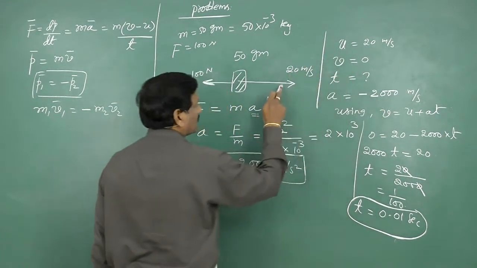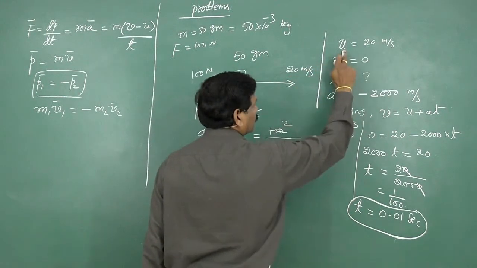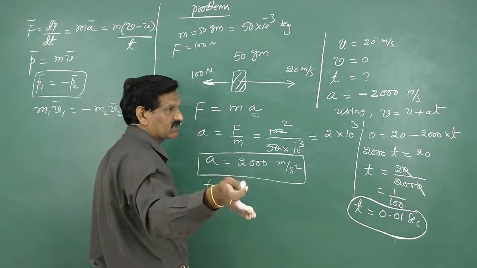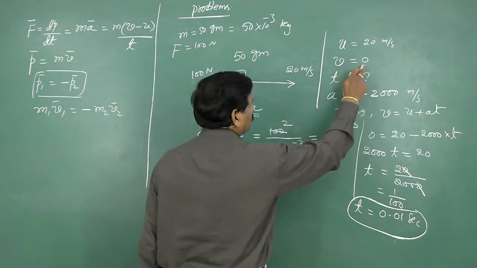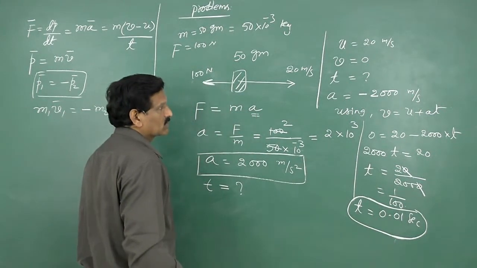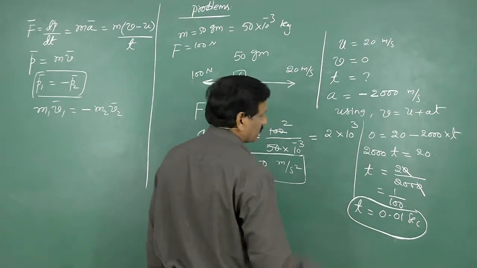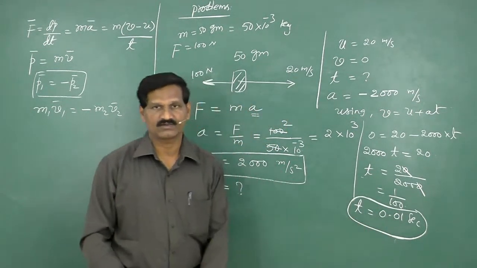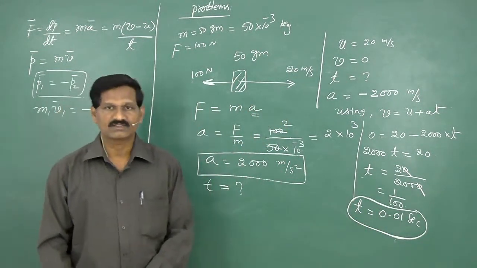And here the initial velocity of the body is 20 meter per second, u. Finally, the body comes to a stop, that means final velocity is going to be 0, so v is equal to 0. We have to calculate the time taken for this. So, v is equal to u plus at. Then you get time as 0.01 second. So, this is the answer.